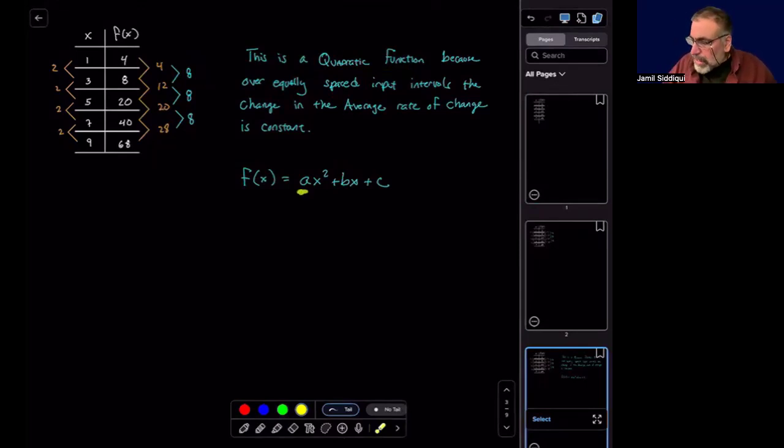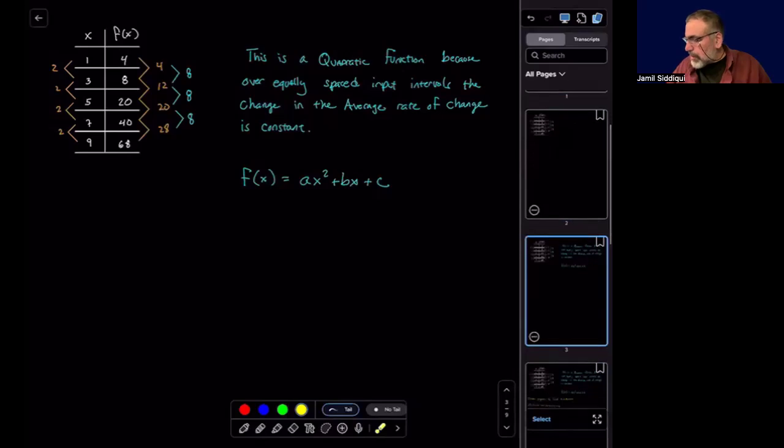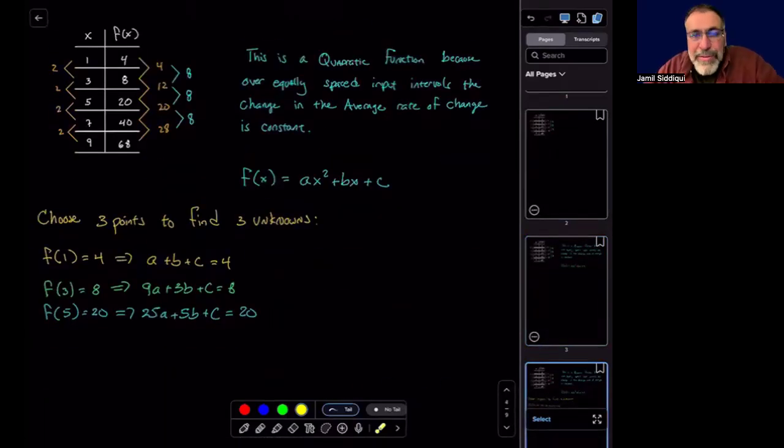Well, you've got three unknowns, a, b, and c. And if you've got three unknowns, that means you need three equations. Where are you going to get those equations from? You're going to find yourself 3 points. And lucky for you, you've got a whole bunch of points here to use. So let's see what we're going to do. My suggestion to you is to find your 3 points, get your three equations.